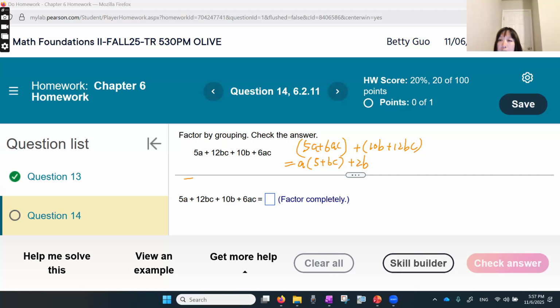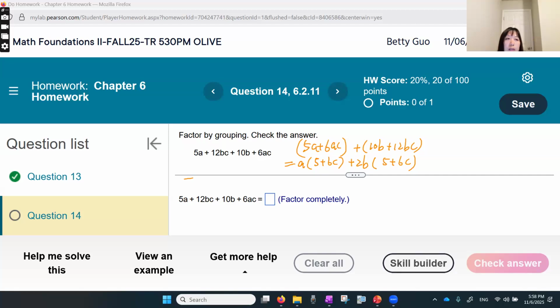10 and 12 are both even, so a 2 can be taken out. Also, they have a common factor B. After we take out 2B, we have 5 plus 6C. Now you should know how to continue, right?